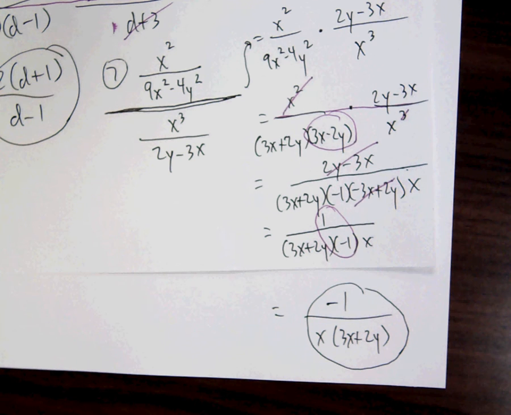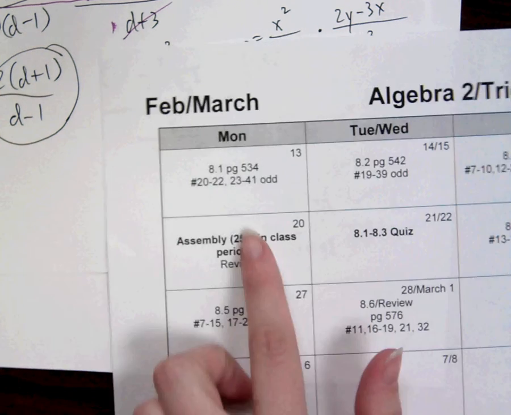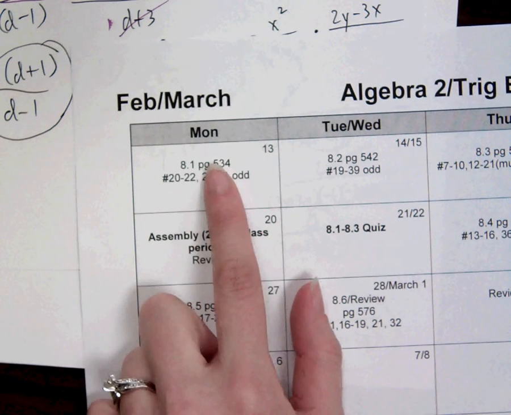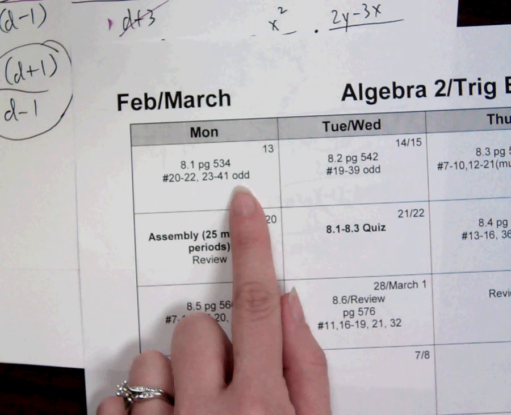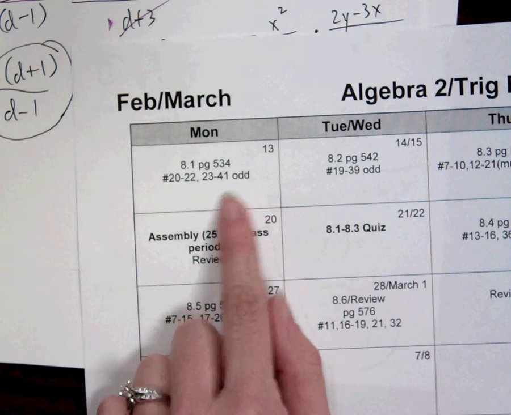So anyways, I will see you on Wednesday. Do the homework. Remember the homework assignment. You should have just gotten a calendar that says it. It is section A1 right here, page 534, 20 through 22, and 23 through 41, just the odds. Okay, so have that done for Wednesday when I see you again.